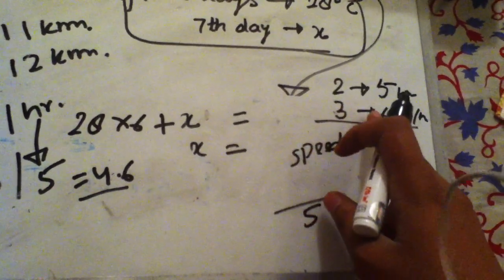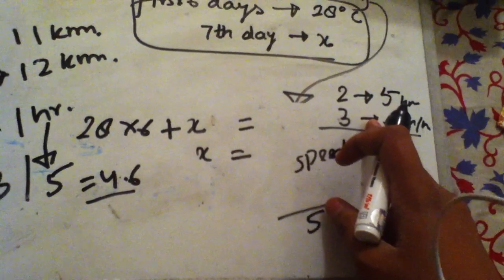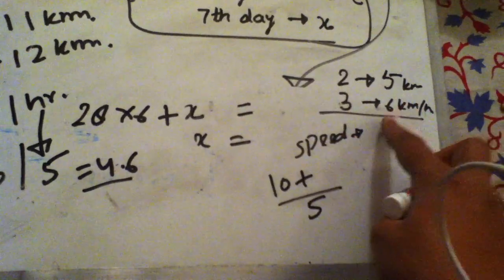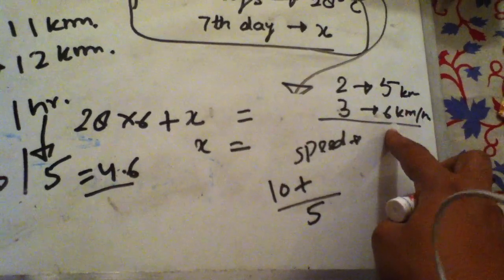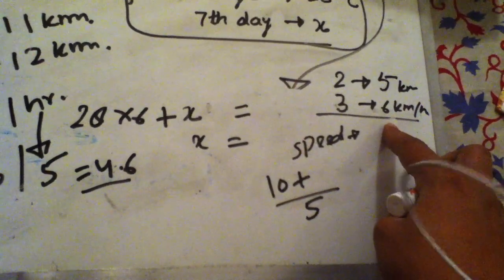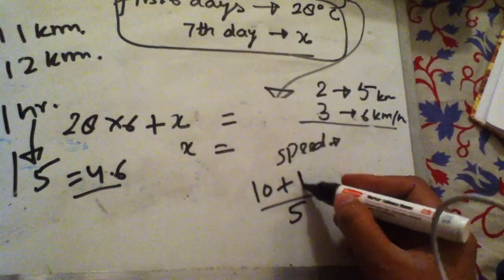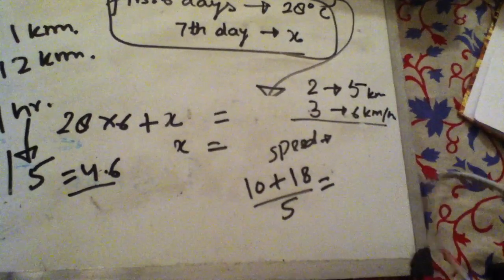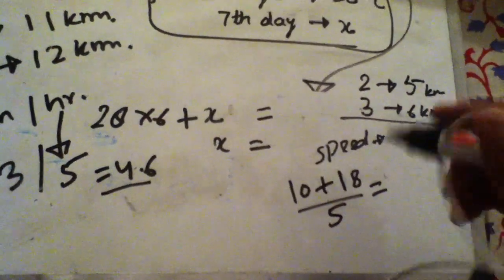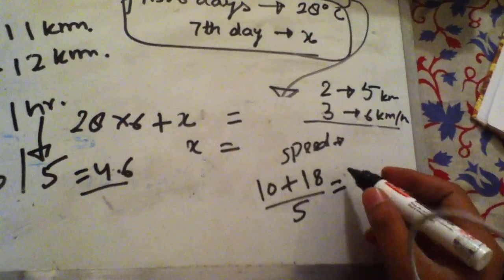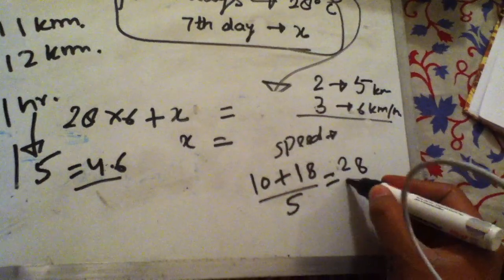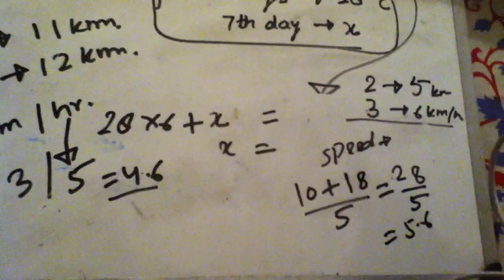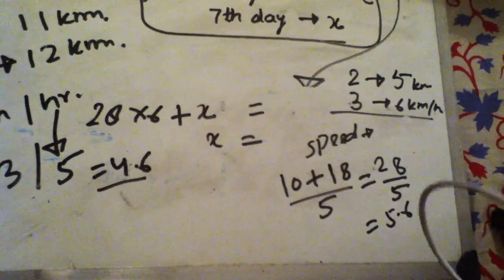For the first 2 hours average speed is 5 kilometers per hour. It means for the first 2 hours you traveled a total of 10 kilometers. For the next 3 hours you traveled at 6 kilometers per hour. It means you have traveled 18 kilometers. So the total distance traveled here is 28, and the number of hours is 5, so it will be 5.6 kilometers per hour. This will be your average speed.